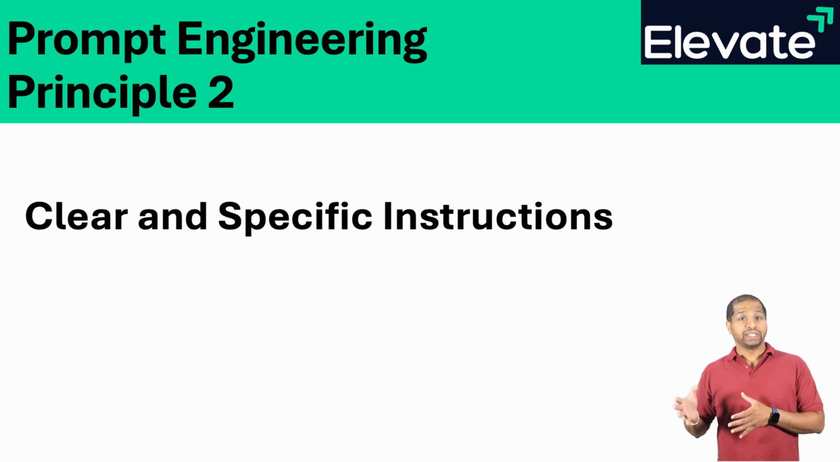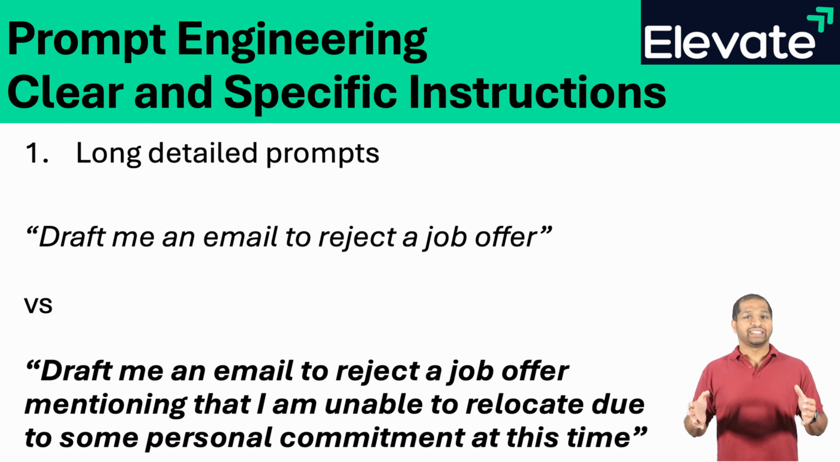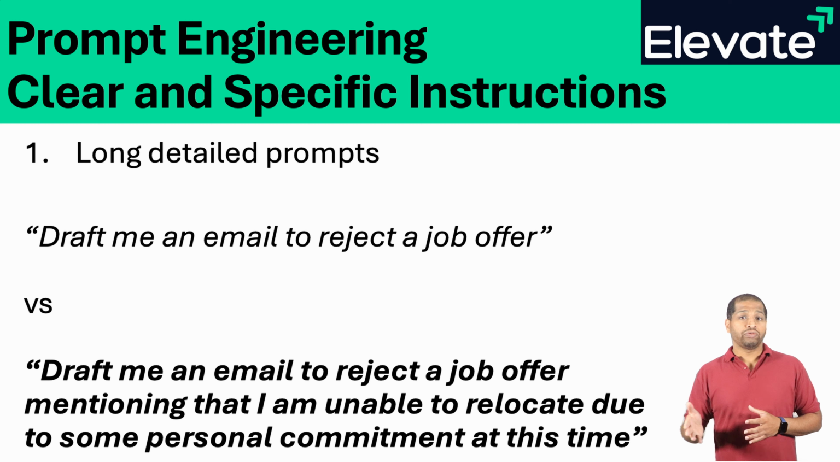The second important principle is that you need to provide clear and specific instructions in order to get a more meaningful response from a GPT model. The first aspect under this is that long, detailed prompts are preferred over short prompts because that allows us to provide additional context to the GPT model. In this example, if you give the short prompt, the GPT model would give either no reason to reject the offer or give a random reason to reject it, such as pursuing another offer.